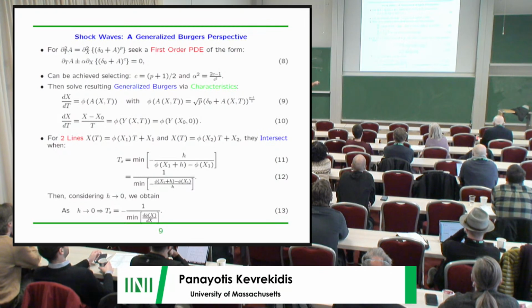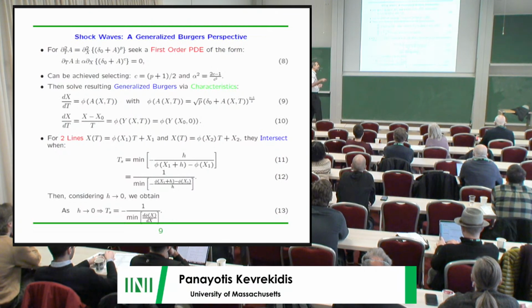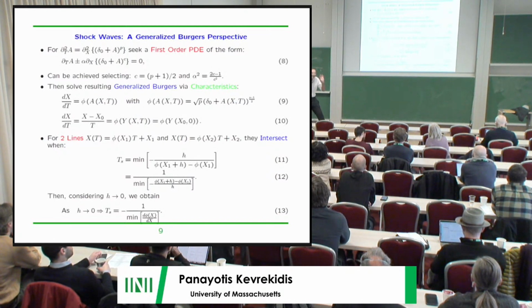And indeed, if we take these two characteristics and make them touch each other in space-time, we can find the time at which this shock will form. This is a well-known result in this kind of system: the time at which things will shock depends on the decreasing part of your initial data, and in particular on the slope at the inflection point. If you measure that slope and take the negative inverse of it, that will give you the time at which the first shock will form.